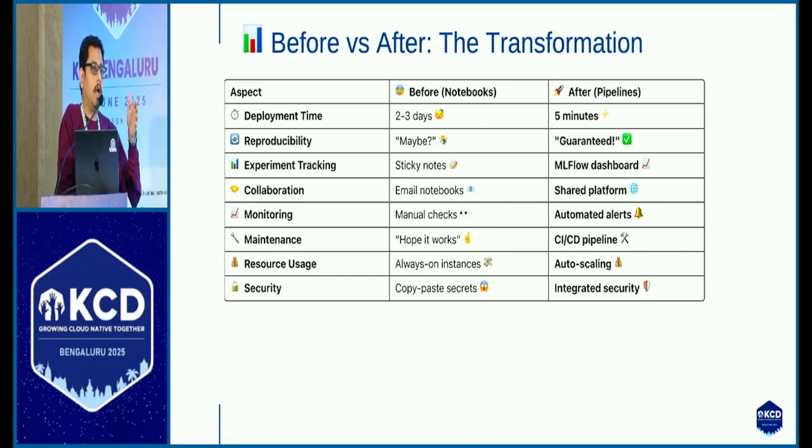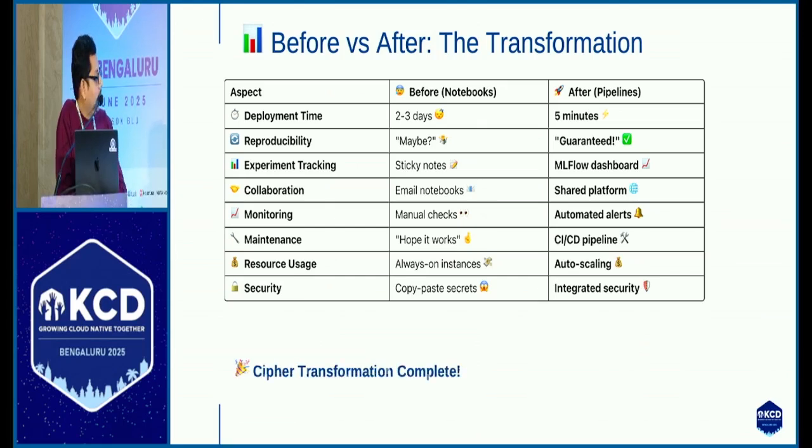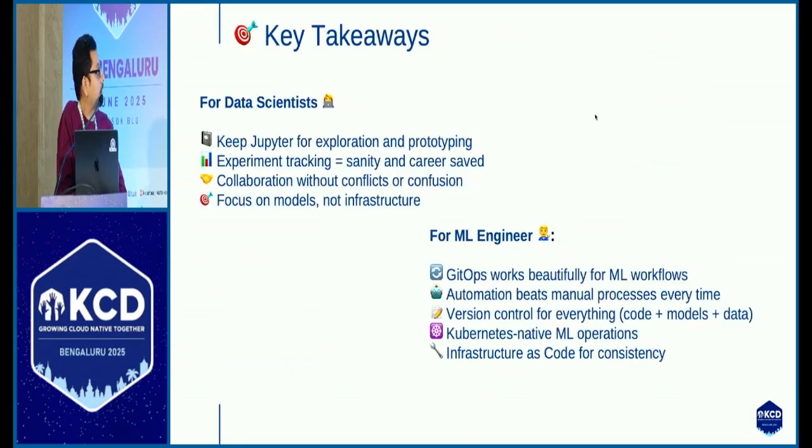You can also have your GPU machines created, and you can have your labels and node selectors created so that a specific model can run on a specific GPU, and all this can be taken care of. And the last one is security, which is integrated. If you go with this, you can have your own security integrated. So right now, the transformation is complete for me as a demo.